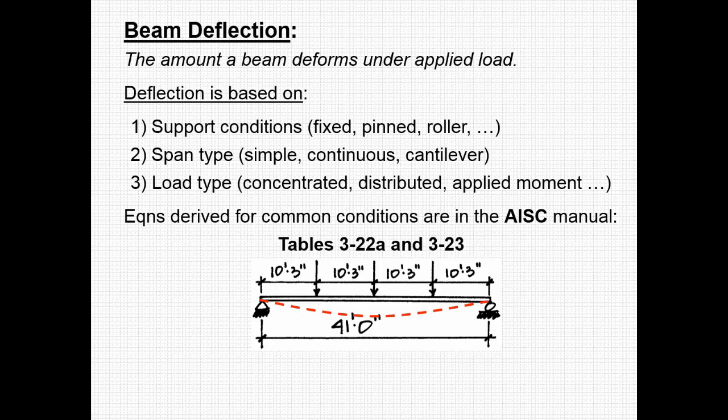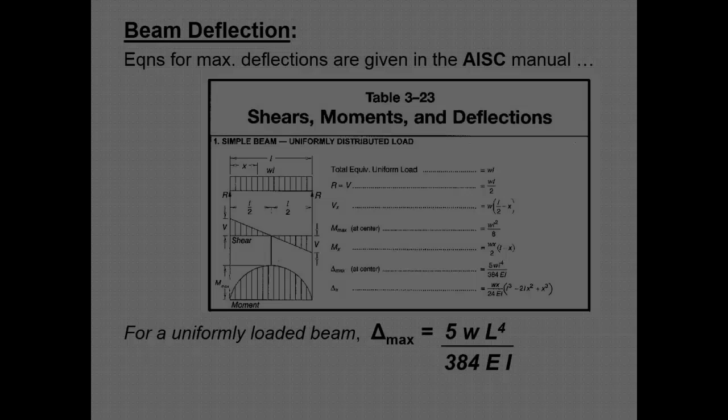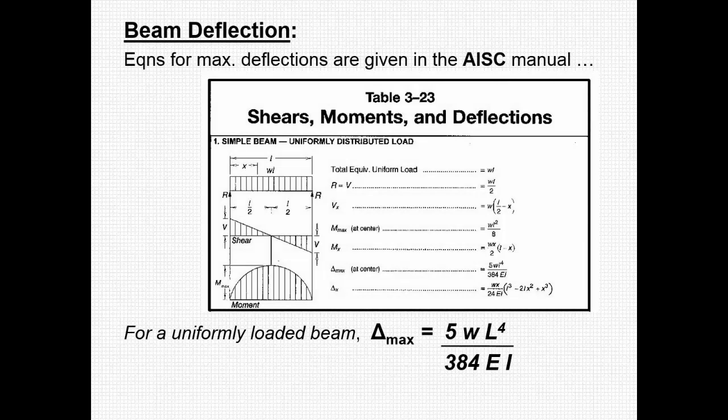The equations for beam deflections can be found in the AISC manual in tables 3-22 and 3-23. Here's an example of one of the cases in table 3-23 where we could find the maximum deflection of a simple beam that has a uniformly distributed load. That is all for the statics and strengths review portion of timbers.